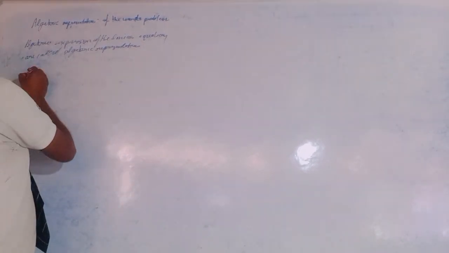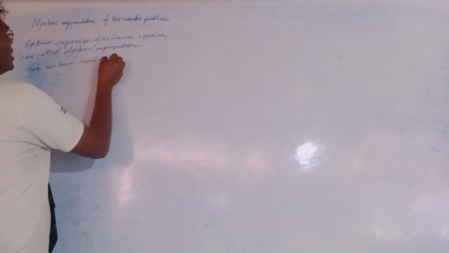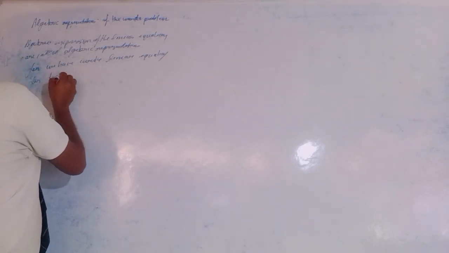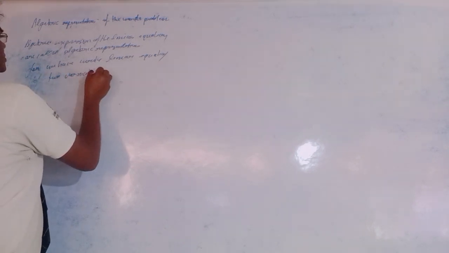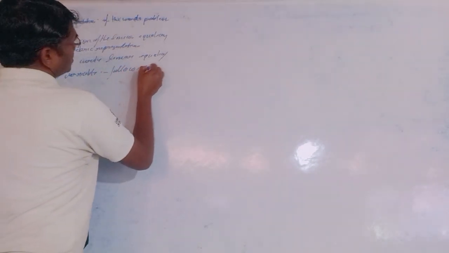Suppose we are given a word problem and we have to write a pair of linear equations in two variables. For this we will follow two steps. First step, let's start here.